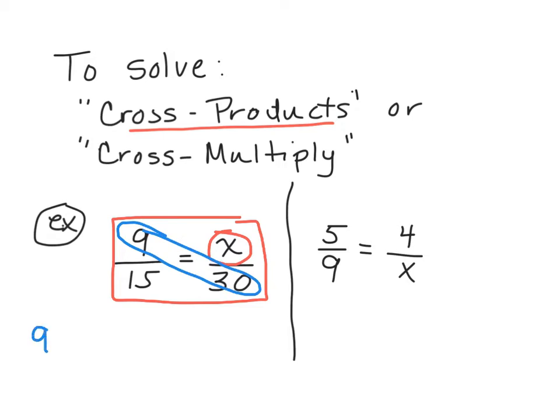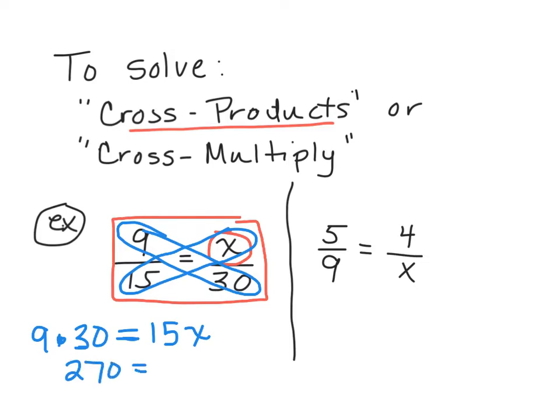We do 9 times 30 equals, and then we multiply these two, 15 times x. Don't forget the multiplication symbol, the equal sign in there. 9 times 30 equals 15 times x. That equal sign is the important part, because now we know how to solve this. 9 times 30 is 270 equals 15x. And then to solve, I would divide by 15. And if I do 270 divided by 15, I get 18. So that x equals 18.